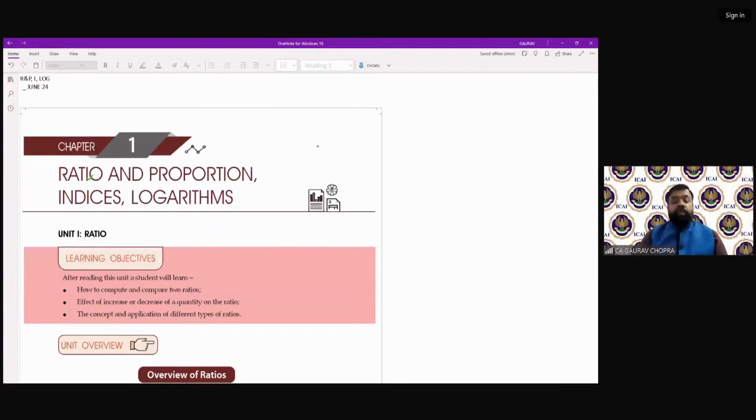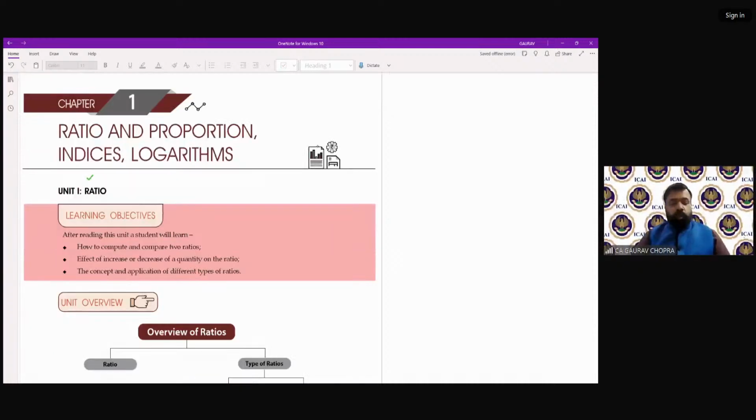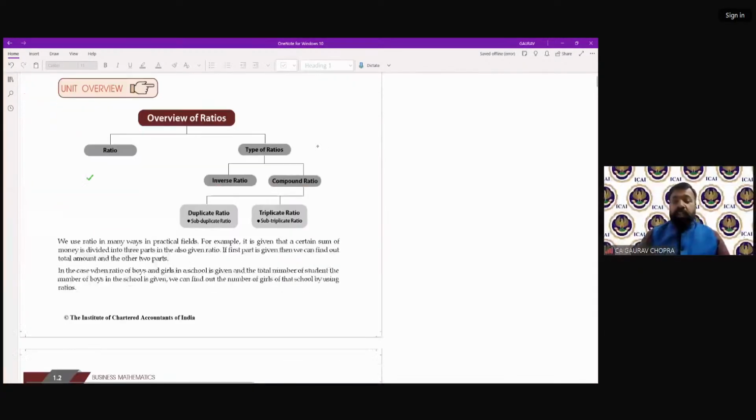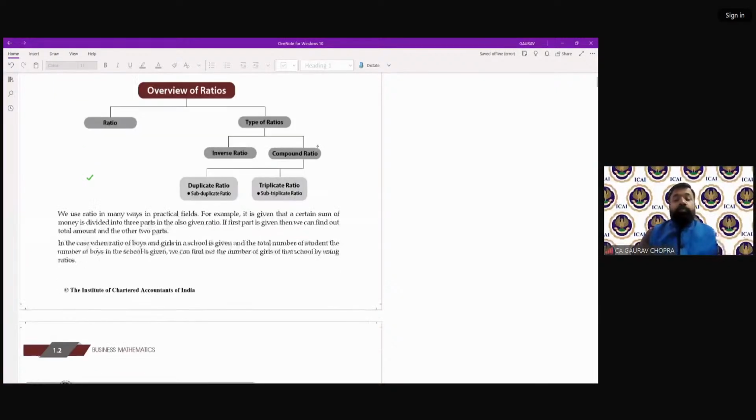In the exam, how can you score more marks relating to these topics? All right. So let's begin quickly. Let us summarize the first topic, that is ratio, and then we will have proportion. If you have doubts relating to that topic, you can post your doubts, and we will discuss them immediately, right?